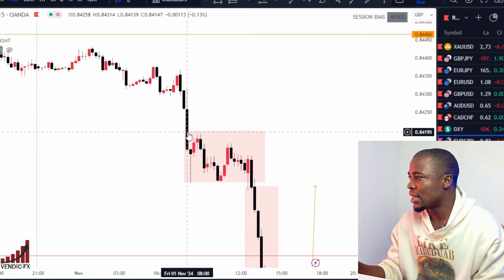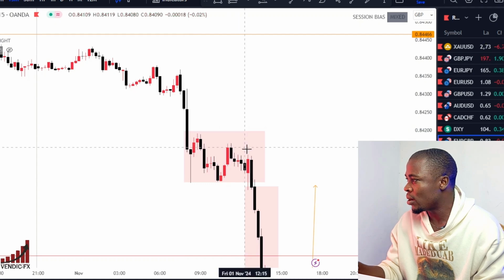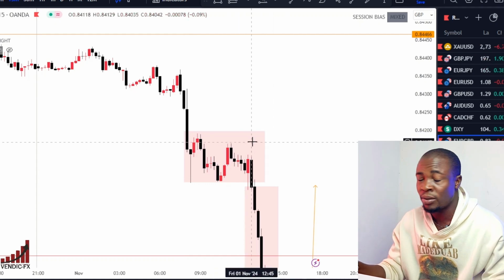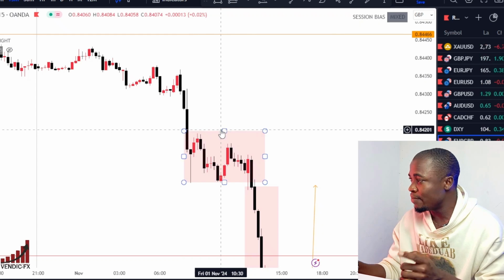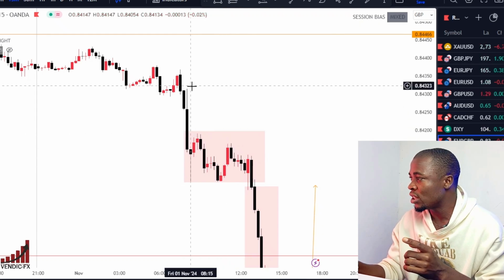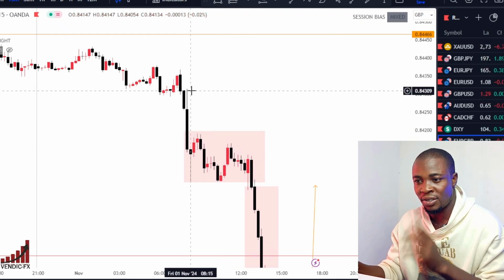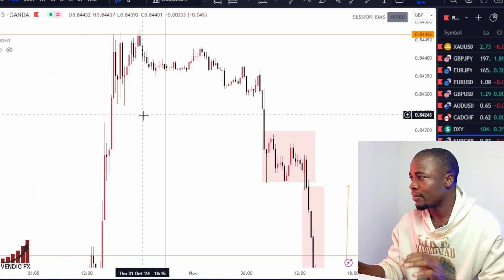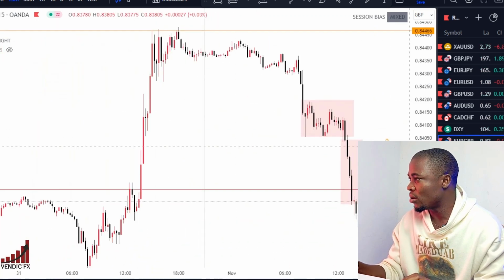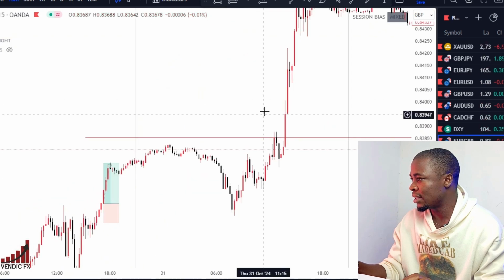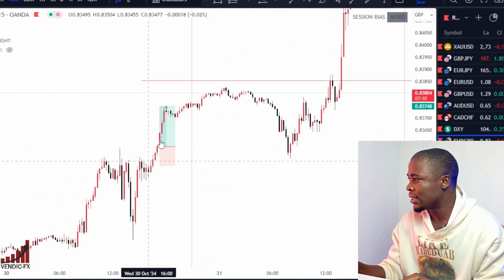For example, this is another LTA. If you have a close above here and your bias is telling you that you are going up, then it simply means that you are going to move from here to this point very fast. That's what it is. I'm very, very sure that this is a news event. This is a news event, that's not an LTA. This is an LTA.